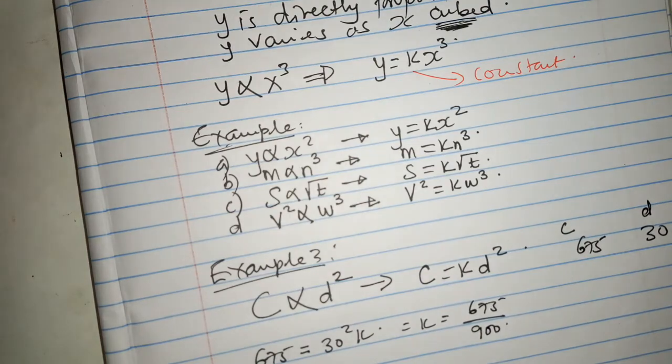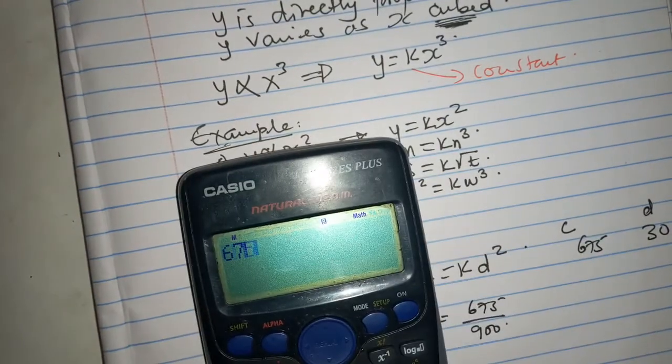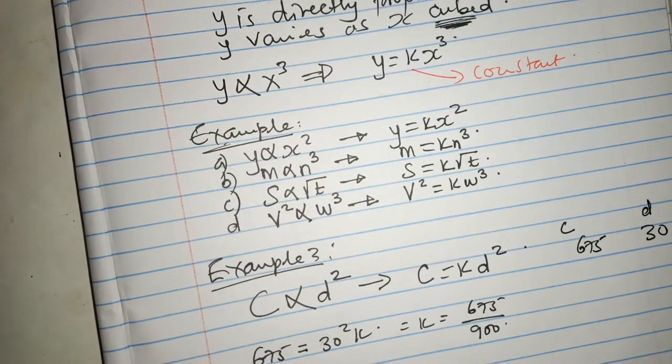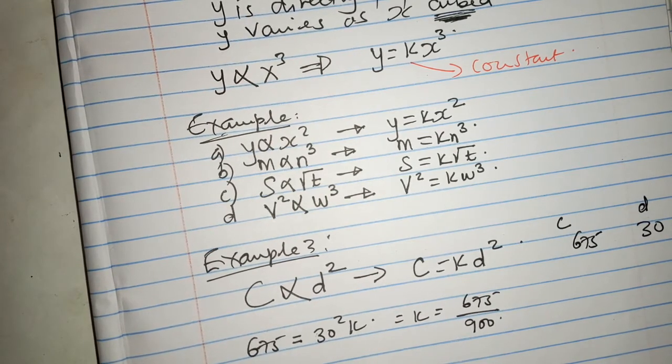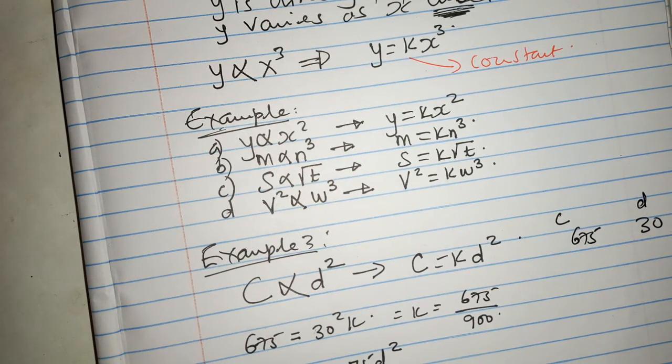675 divided by 900 is 0.75. So the formula that is connecting the two is C is equals to 0.75 d squared. That is the formula, and we have answered part A. Find the formula for C in terms of d and use it to find the price of a 20 centimeter pizza. With this formula, we are supposed to find the price of a 20 centimeter pizza.